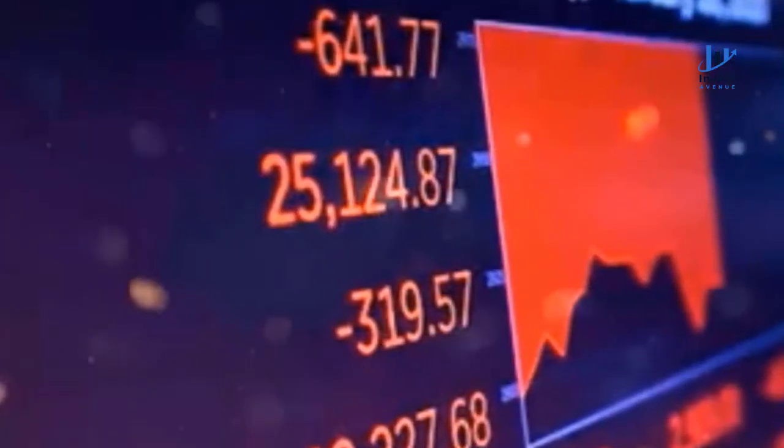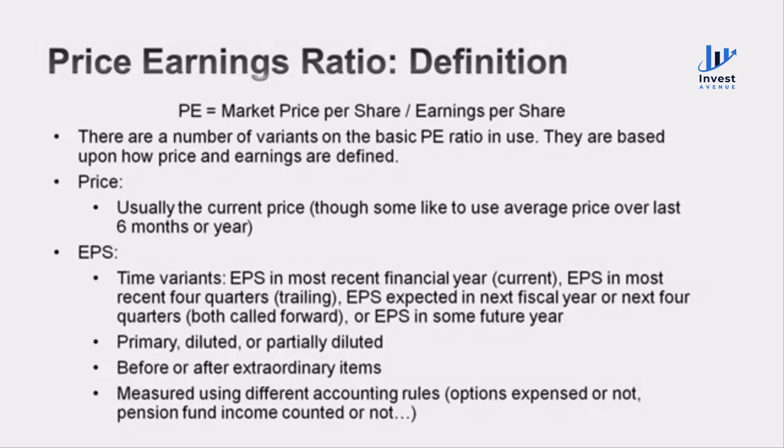You can divide by earnings per share in the most recent fiscal year. That's called current PE. You can divide by earnings per share in the last 4 quarters. That's called trailing PE. You can divide by earnings per share expected over the next 4 quarters. That's forward PE. Or you can divide by earnings per share in the year 2022, which is really forward PE. Why would you do that? Desperation drives you to do strange things.